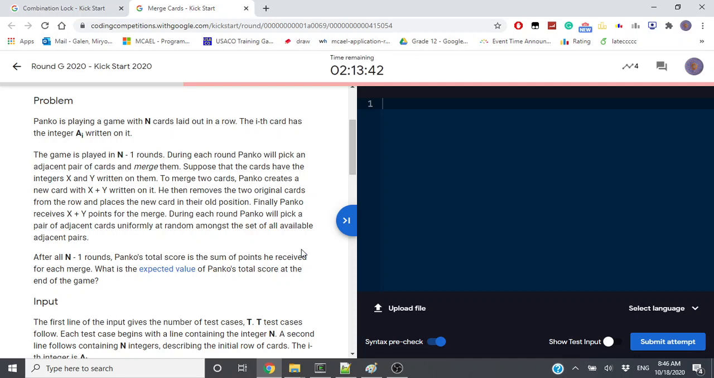You have a game with n cards laid out in a row. The ith card has the integer AI written on it. The game is played in n-1 rounds. During each round, Ponko will pick an adjacent pair of cards and merge them. Suppose that the cards have the integers x and y written on them. To merge two cards, he creates a new card with x plus y written on it. Then removes the two original cards and places the new card in their old position. Then he receives x plus y points for the merge. During each round, he will pick a pair of adjacent cards uniformly at random amongst the set of all available adjacent pairs.